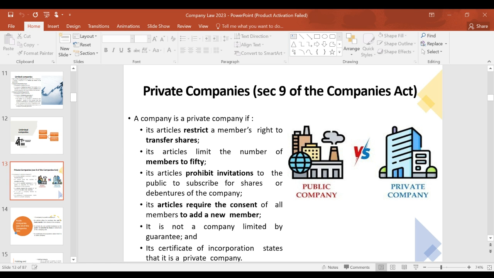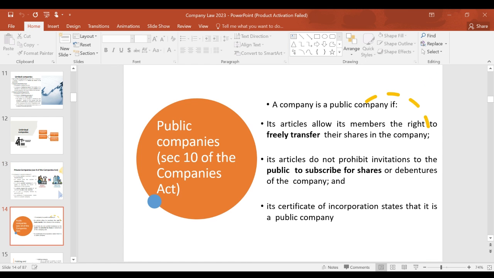We also have to understand that in the event that a new member is being added, articles of association may require that the other existing members of that particular company give their consent to bring in a new member into that company. And of course, the certificate of incorporation of a private company will state that this is a private company at the time when this company is being formed.